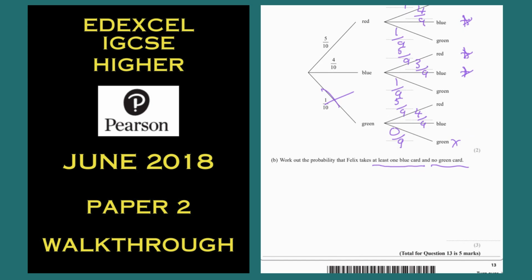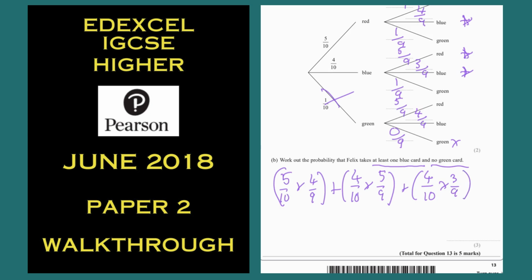So you need to work out 5/10 multiplied by 4/9, and the second branch is 4/10 times by 5/9, and the third branch is 4/10 times by 3/9, and your calc will spit out the simplified fraction of 26/45. The original, if you didn't cancel it down, it'd be 52/90, but I'm sure you're doing it on your calc.